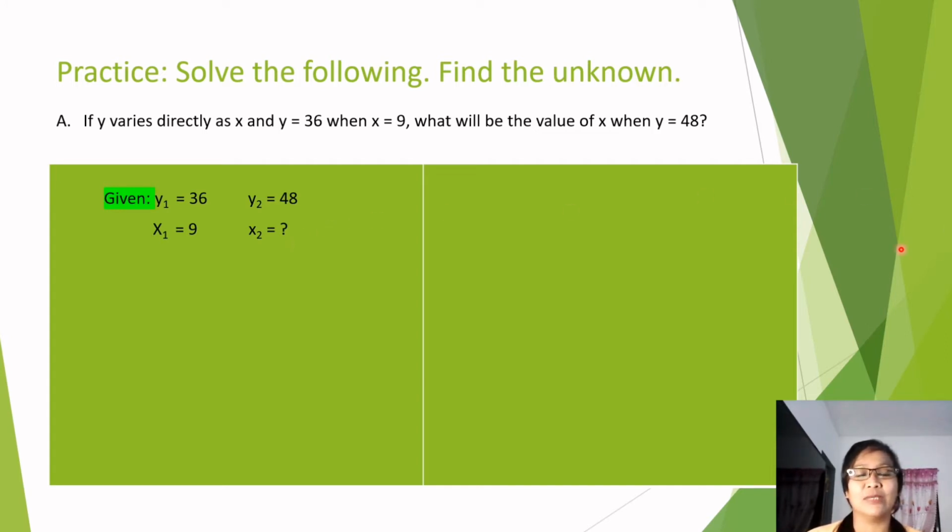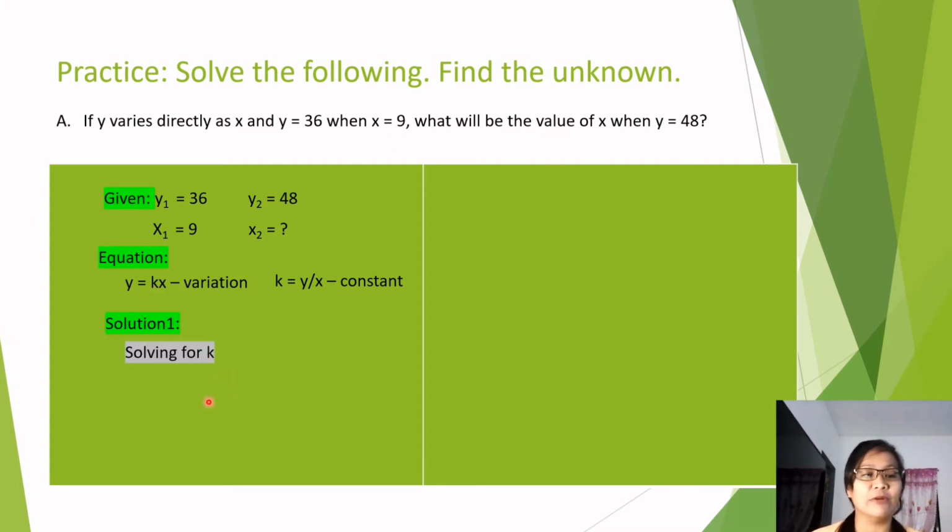Next step, of course, kunin natin ang equation. So, y varies directly as x. Therefore, we have y is equal to kx. And our equation for constant, we have k is equal to y all over x. So, dinis-cuss ko na sa inyo kanina kung paano i-convert ang constant from the original equation. Solving for k, we have k is equal to y sub 1 over x sub 1.